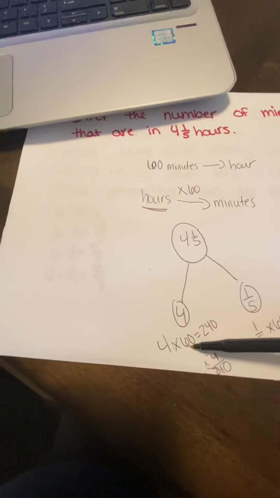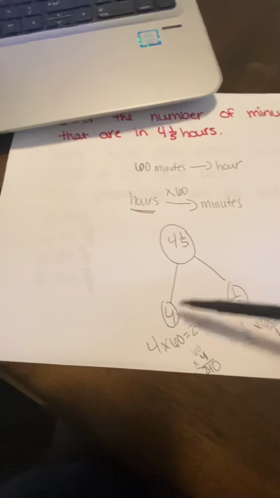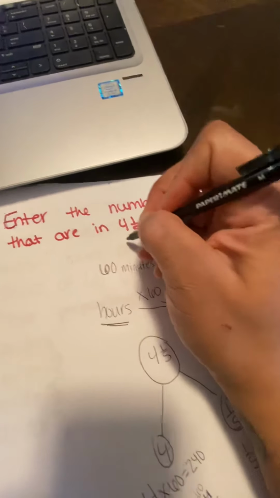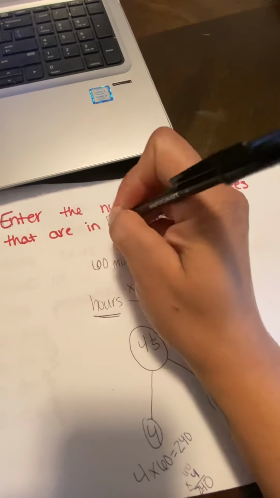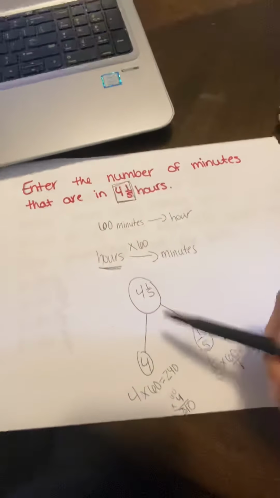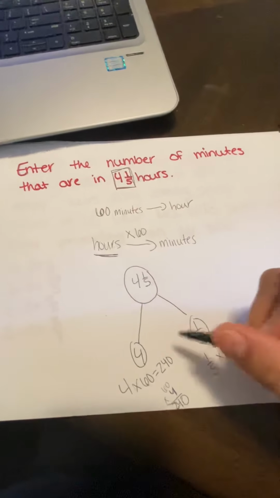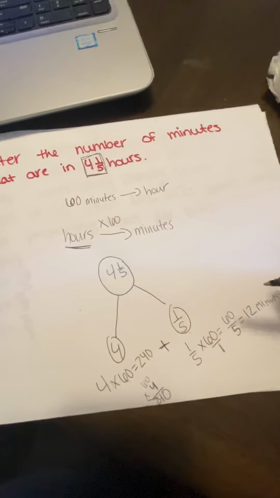4 hours is 240 minutes, but these are still separate. And in my problem, they're together. So 4 1/5 is together. That's 4 1/5 hours. I separated them to make it easier to multiply my minutes. I still have to put them back together.